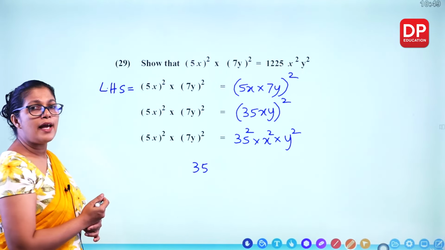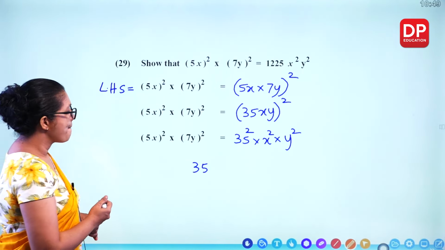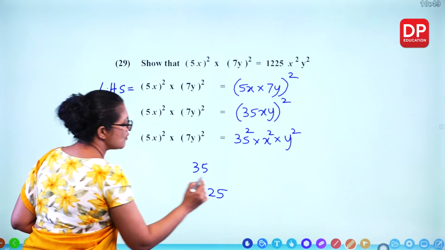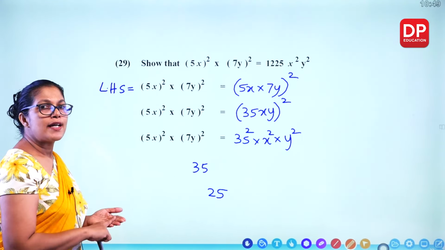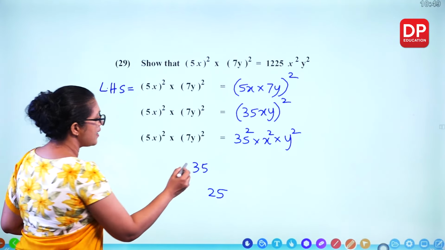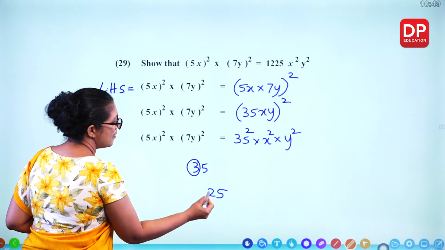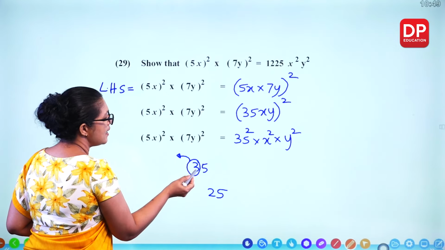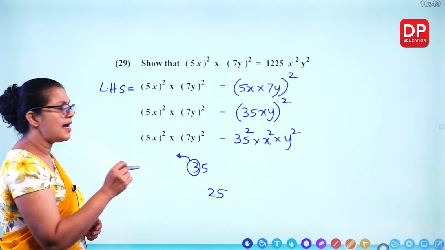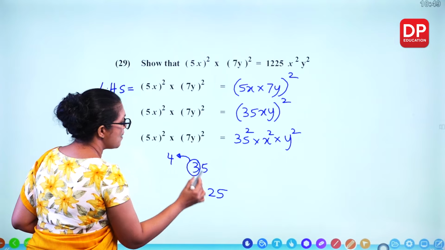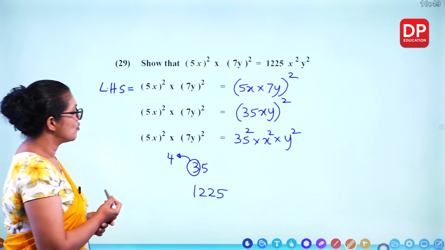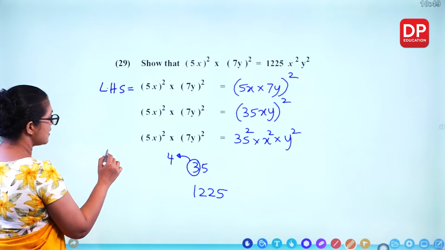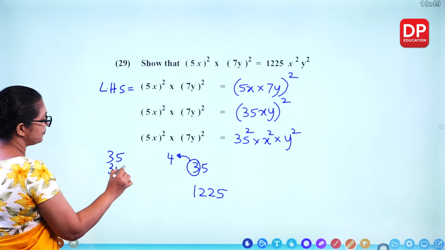Do you know any easy method? This is what you do. So, always you get 25 as the last digit when you multiply by 5 times 5. And how you get the previous number? You have to multiply by the next number. So, 3 is there, multiply by 4. 4 times 3, 12. So you are getting 1225.